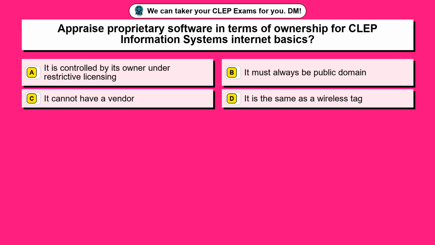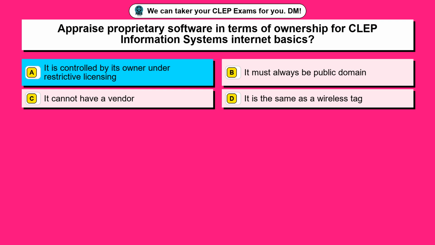Question 94. Appraise proprietary software in terms of ownership for CLEP Information Systems Internet Basics. Option A. It is controlled by its owner under restrictive licensing. Option B. It must always be public domain. Option C. It cannot have a vendor. Option D. It is the same as a wireless tag. The correct answer is option A.